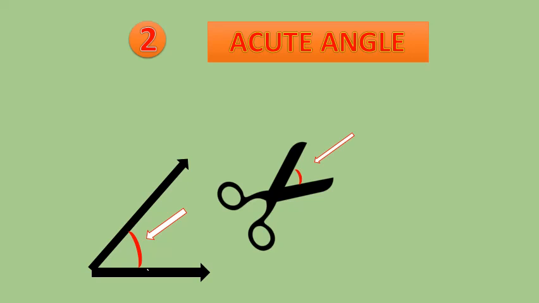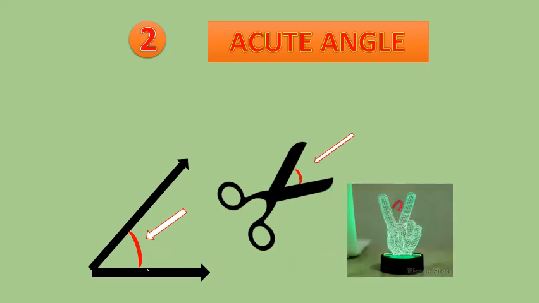The next example of the acute angle. We reduce the distance between the tips of the blade. An angle which is smaller than a right angle is called an acute angle. Two fingers make an angle. An angle which is smaller than a right angle is called an acute angle.